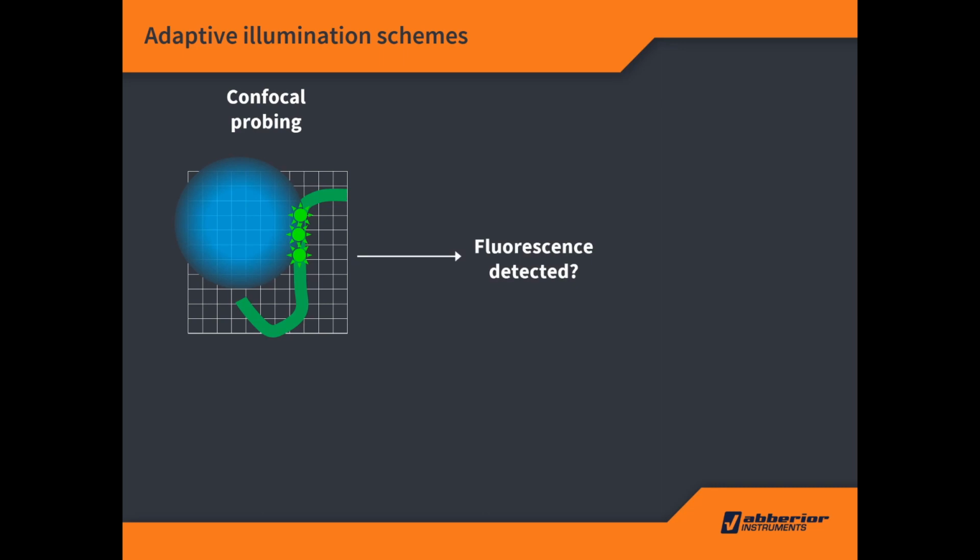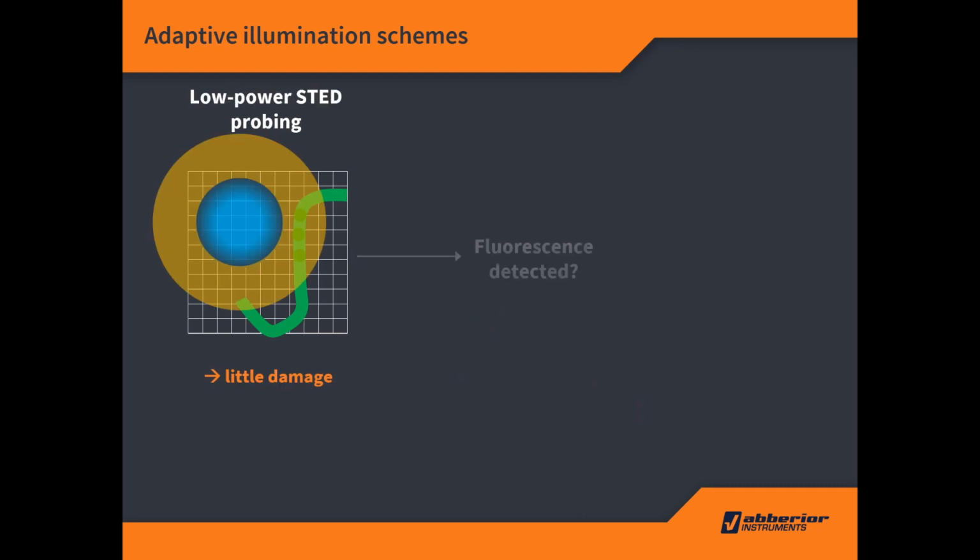What we do next is an intermediate STED step. We proceed to STED, but this STED step is just a low power probing STED. So this is fast imaging with limited STED power. This donut already gives us some increase in resolution, but is not applying the full STED power.